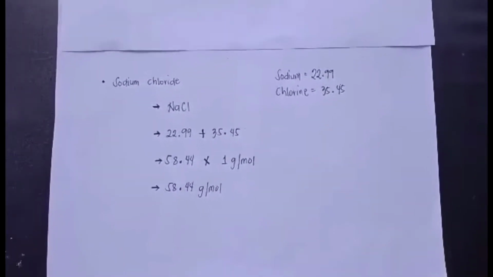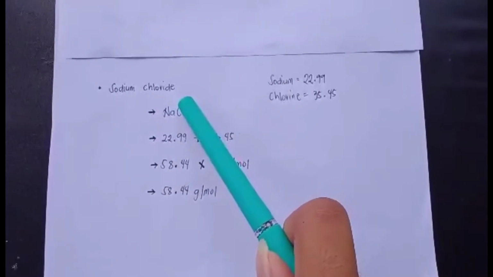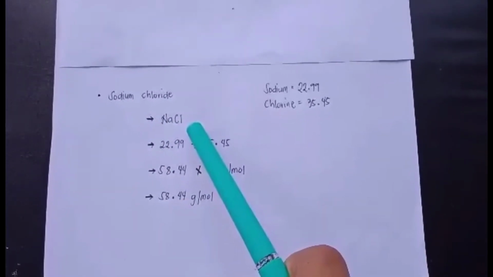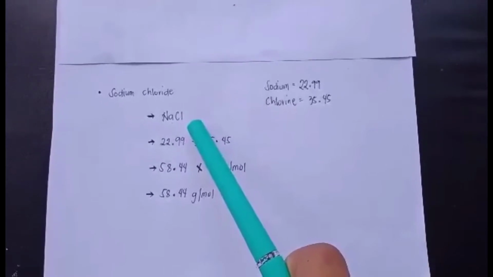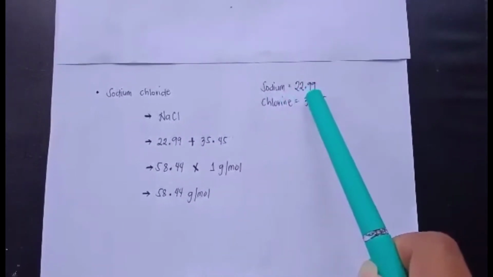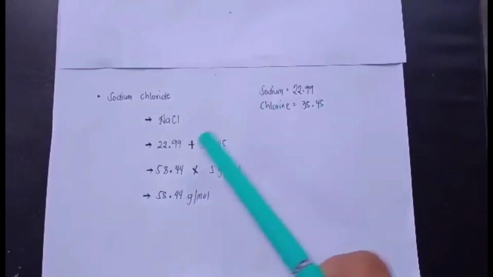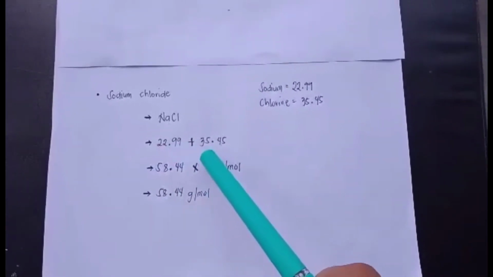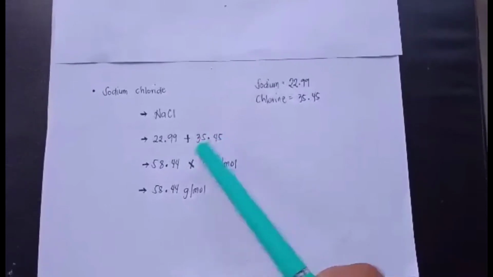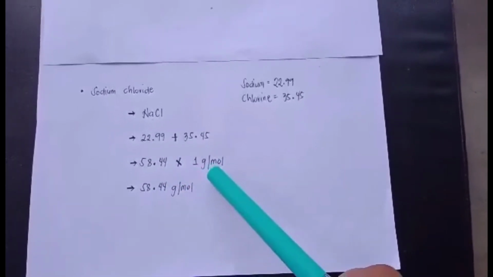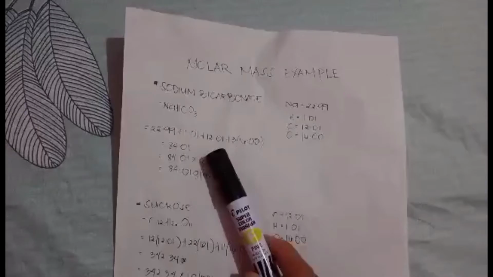Last example, sodium chloride. Sodium chloride's formula is NaCl, and we need to identify first the atomic mass of each element. Sodium 22.99, chlorine 35.45. 22.99 plus 35.45 equals 58.44, times the molar mass constant 1 gram per mole equals 58.44, and we copy the unit gram per mole.